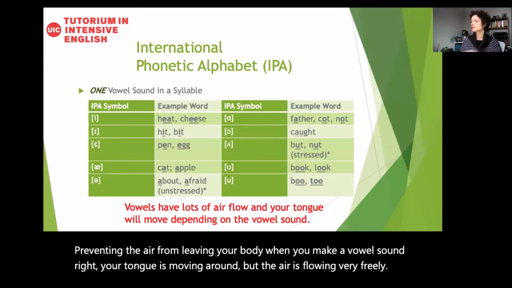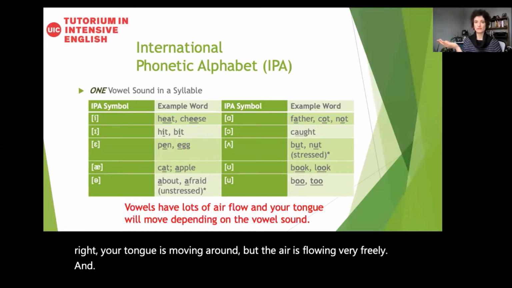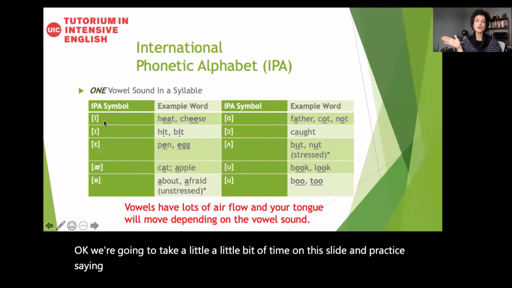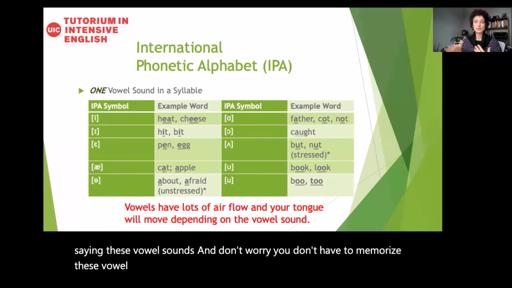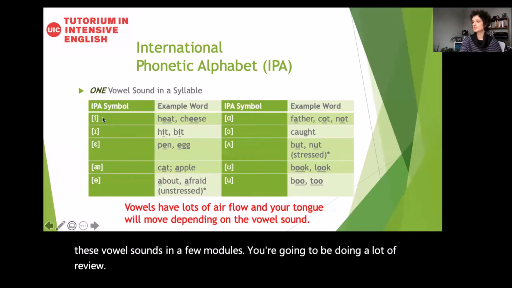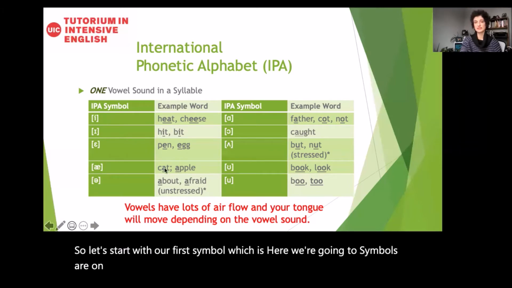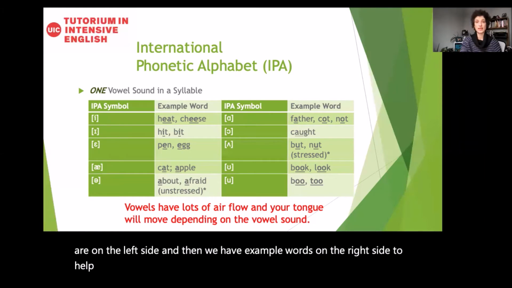And let's just look at these one vowel sounds. Let's go through them together. Okay, we're going to take a little bit of time on this slide and practice saying these vowel sounds. And don't worry, you don't have to memorize these vowel sounds. In a few modules, you're going to be doing a lot of review. So let's start with our first symbol, which is here. The symbols are all on the left side, and then we have example words on the right side to help us see what the sound is like in spelling.